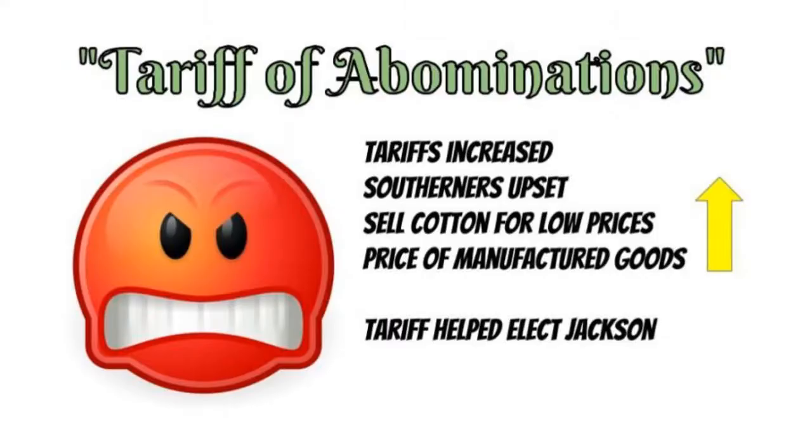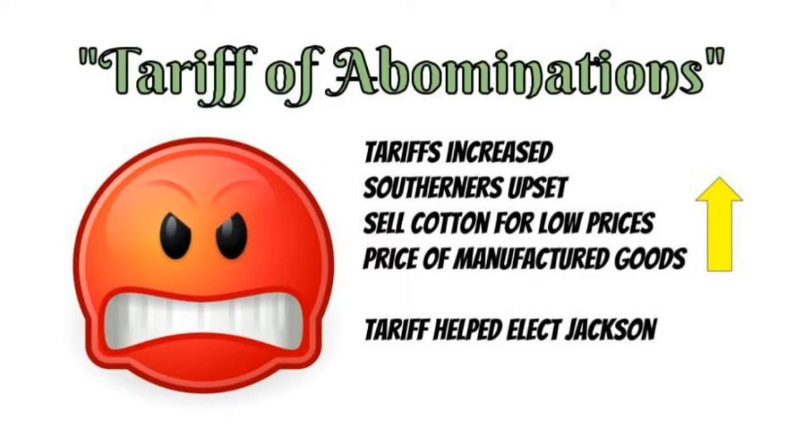So this tariff issue, the tariff of abominations and the crisis over nullification, is what we're going to talk about next. In 1828, Congress raised the tariff on raw materials and manufactured goods. This tariff outraged Southerners, who called it the tariff of abominations. Southerners had to sell their cotton at low prices to be competitive, but tariffs forced them to pay high prices for the manufactured goods they needed. The tariff issue helped Andrew Jackson win the election in 1828.